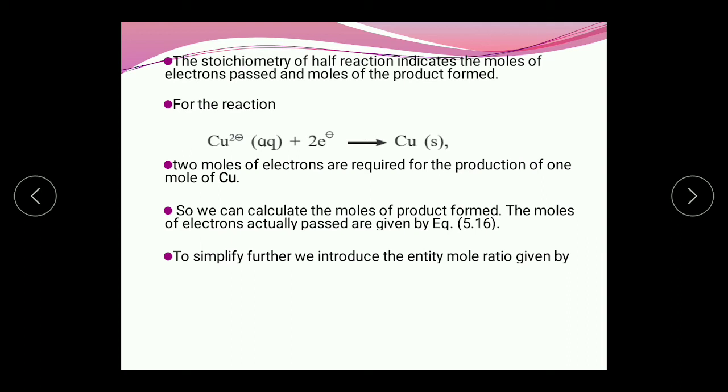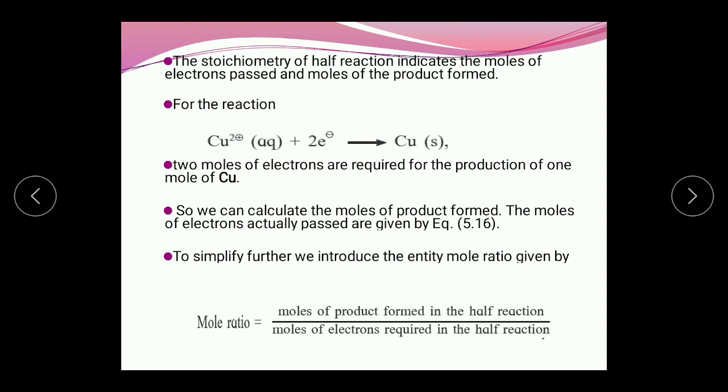What is mole ratio? The formula is like this. Mole ratio equals moles of product formed in the half reaction divided by moles of electrons required in the half reaction. Suppose we take this reaction. How many moles of product form? Only 1 mole of copper is formed. How many moles of electrons are required? 2 moles of electrons. Then the mole ratio of this reaction will be 1 divided by 2. Understood? Because we got 1 mole of copper from 2 moles of electrons.